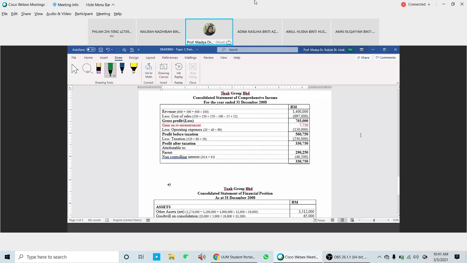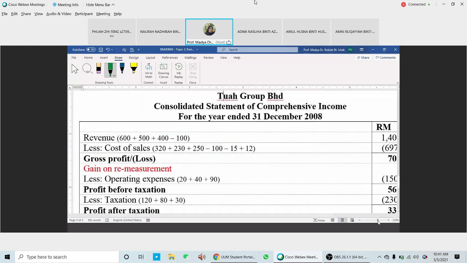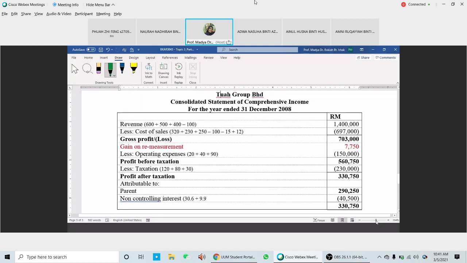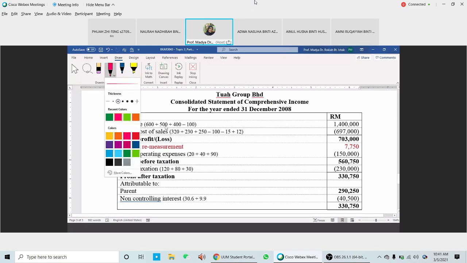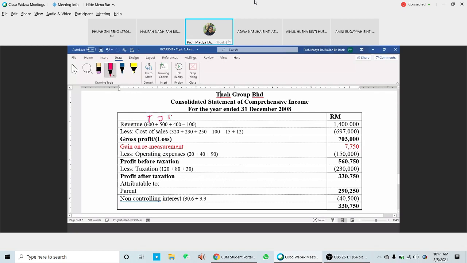For the income statement, hopefully you can see this, a little bit small. For the revenue, you just total up the three companies, Tuah, Cepat, and Kasturi, and then minus 100 for the intra-group sales. Intra-group sales is journal entry number 2, based on the numbering that I put previously, so you're going to have 1.4.